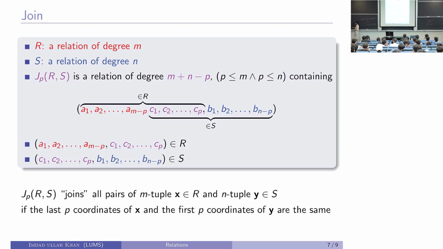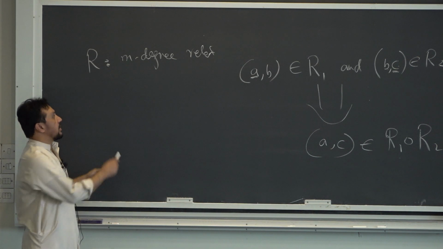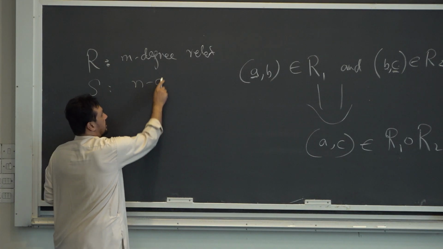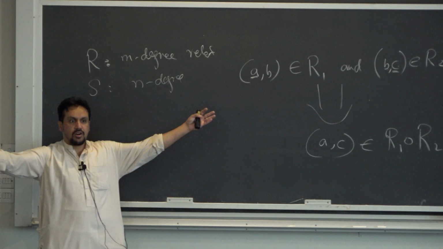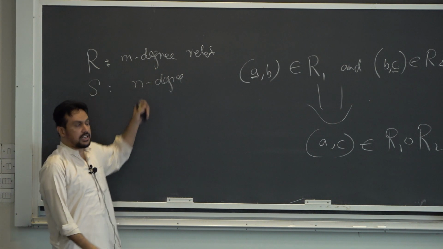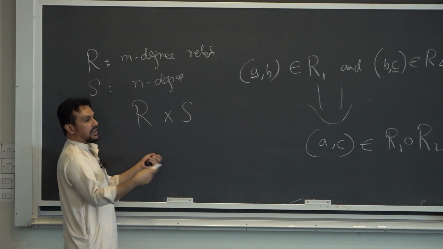So you have a relation R whose degree is m. What does it mean? Every element in R is an m-tuple, it has m coordinates. You have S, which is a degree n relation, a table which has n columns. This one has m columns. What will be R cross S? I told you these are just sets. You can do all kinds of operations on them.